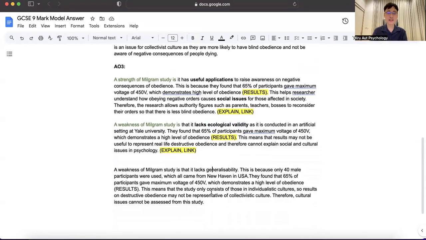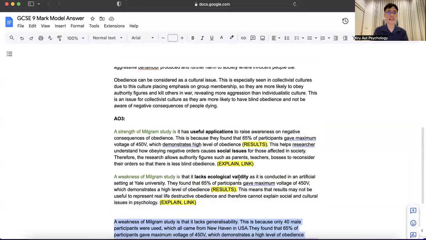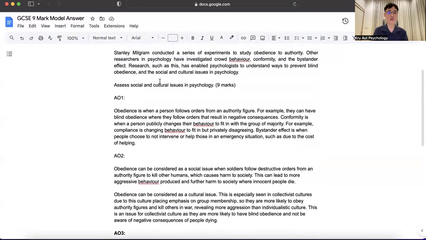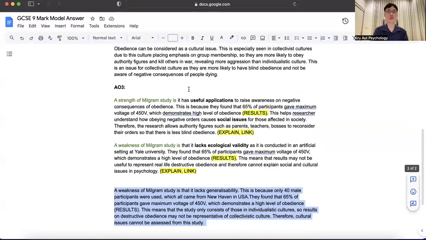Then the last one, I want to also talk about cultural issue. So just bear with me here. A weakness. Usually it's easy to think of weaknesses in terms of ecological validity because most research is done in a lab, in an artificial setting, and also generalizability. If any research cannot represent the entire population, from the definition of generalizability, then it won't be good for that topic, right? It won't assess social, it won't assess cultural issue in psychology.